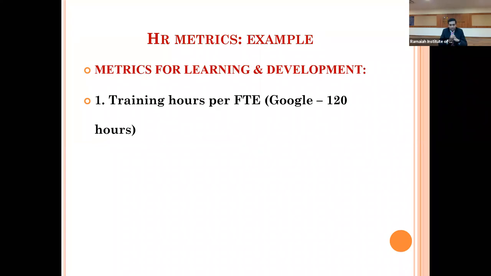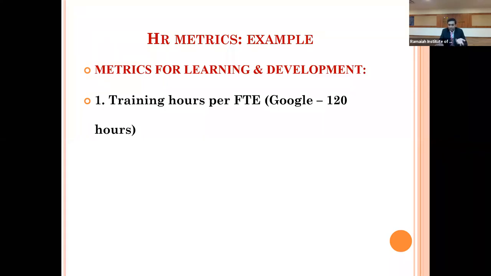So training hours, for example, learning and development, training hours per full-time employee. So on an average, what about the training hours as an organization you are providing to full-time employees? For example, if you check Google, it's 120 hours of mandatory training programs, right? Irrespective of your designation, irrespective of your experience. So every year you have to undergo a 120 hours mandatory training program. It's a culture over there, right?